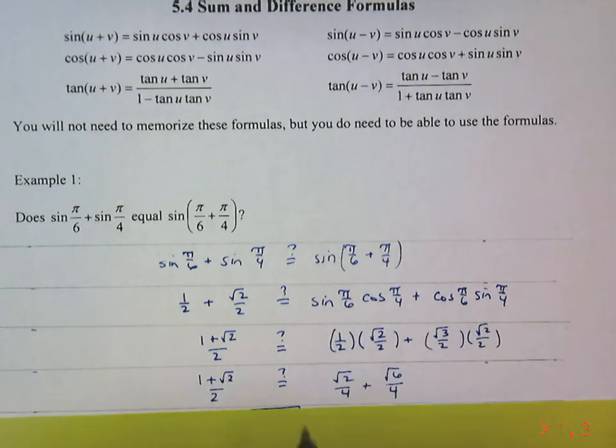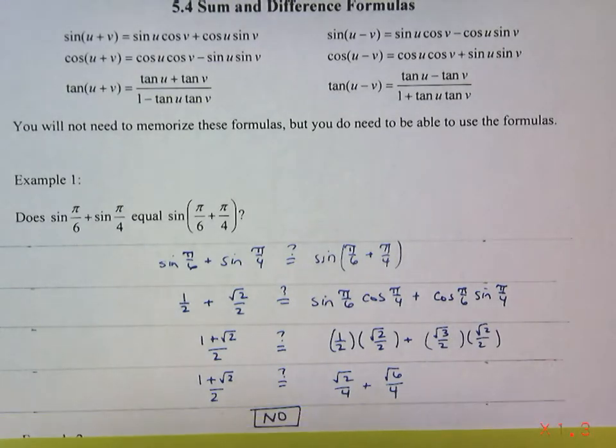I don't do anything else to the left-hand side, but my right-hand side now, I'm going to go ahead and multiply these two. Numerator times numerator, square root of 2. Denominator times denominator is 4. Square root of 3 times the square root of 2 is square root of 6. 2 times 2 is 4. So the left-hand side does not equal the right-hand side.